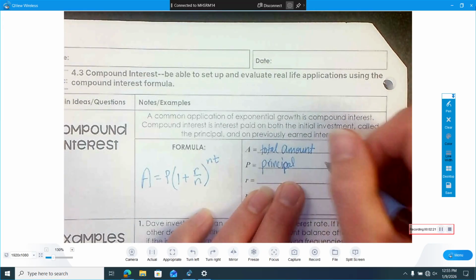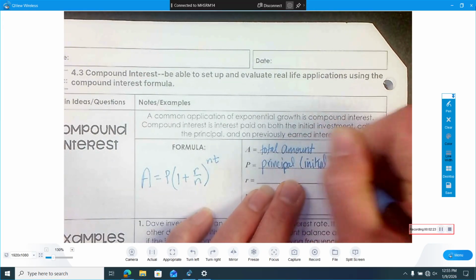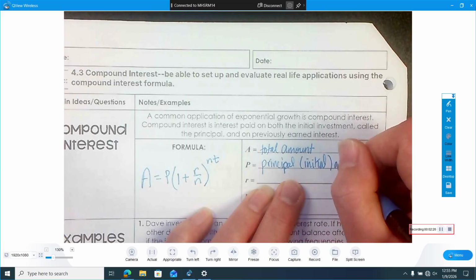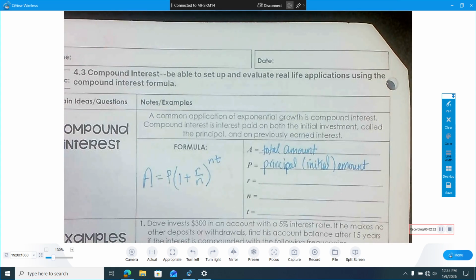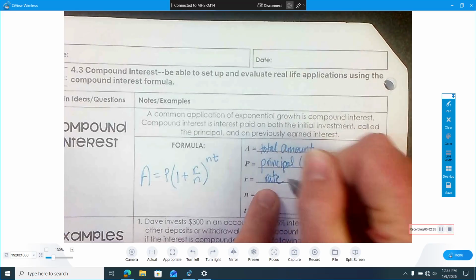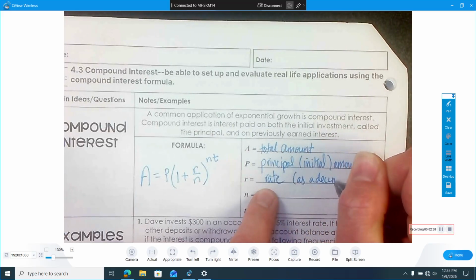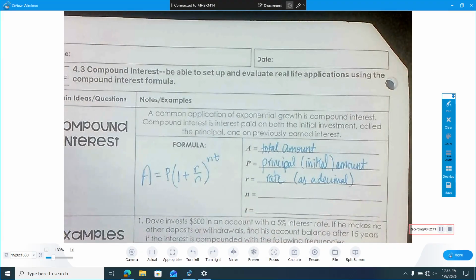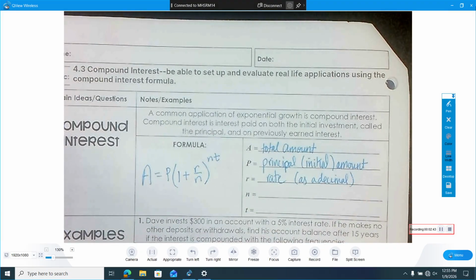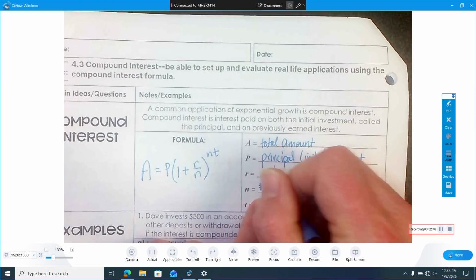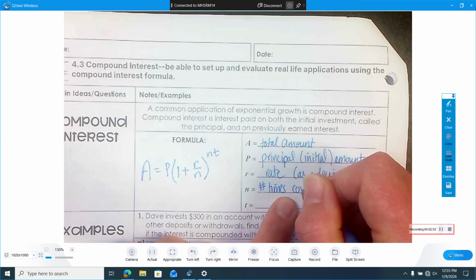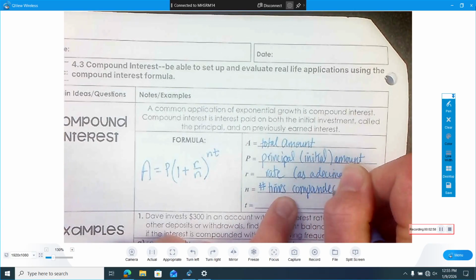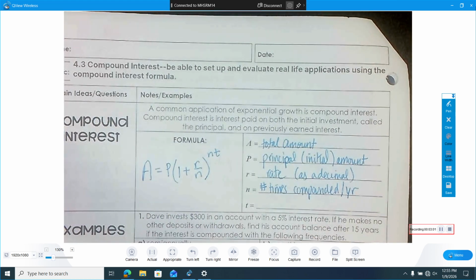Yep. The principal is the initial or starting amount. It's the amount you start with in your bank. R is the rate. Again, as a decimal, always. And that is the annual rate. And then N is the number of times we are compounding. Number of times compounded per year, C-O-M-P-O-U-N-D-E-D, per year.